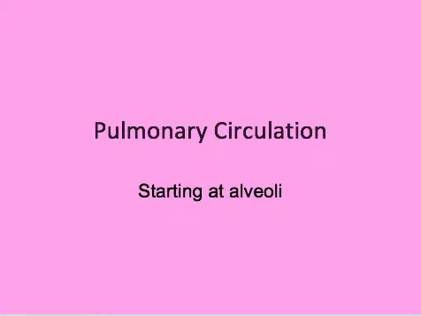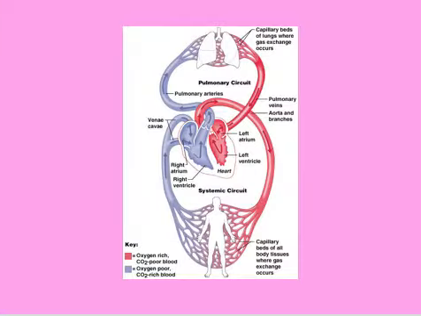Pulmonary circulation. So we're going to start at the alveoli of the lungs because that's where oxygen enters, and we're going to just travel through the body. So there are two main types of circulation. If we're starting at the alveoli, we're here, of the lungs. This is the pulmonary circuit where it goes from the heart to the lungs, gets oxygen, drops off carbon dioxide, comes back to the heart.